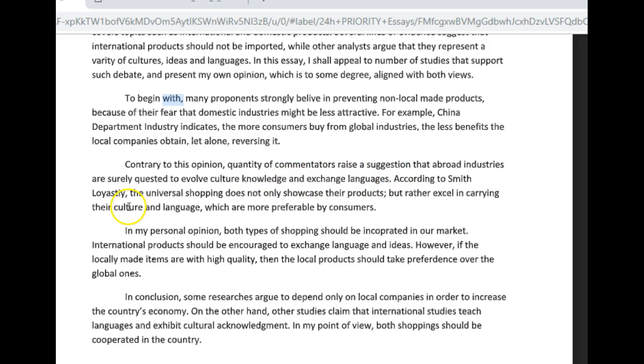According to Smith Loyalty, okay, the universal shopping does not only showcase their products, no semicolon but a comma, but rather excels in carrying their culture and language, which are more preferable by consumers.